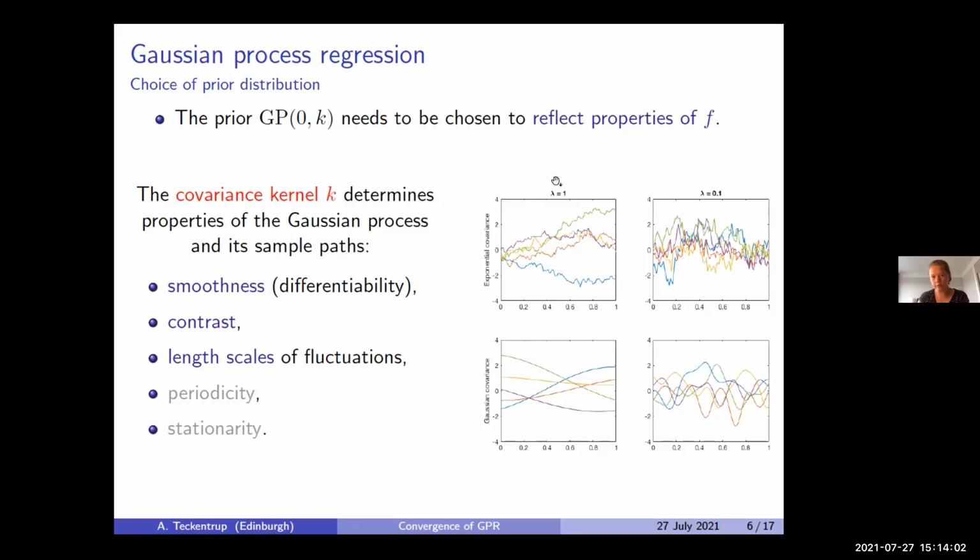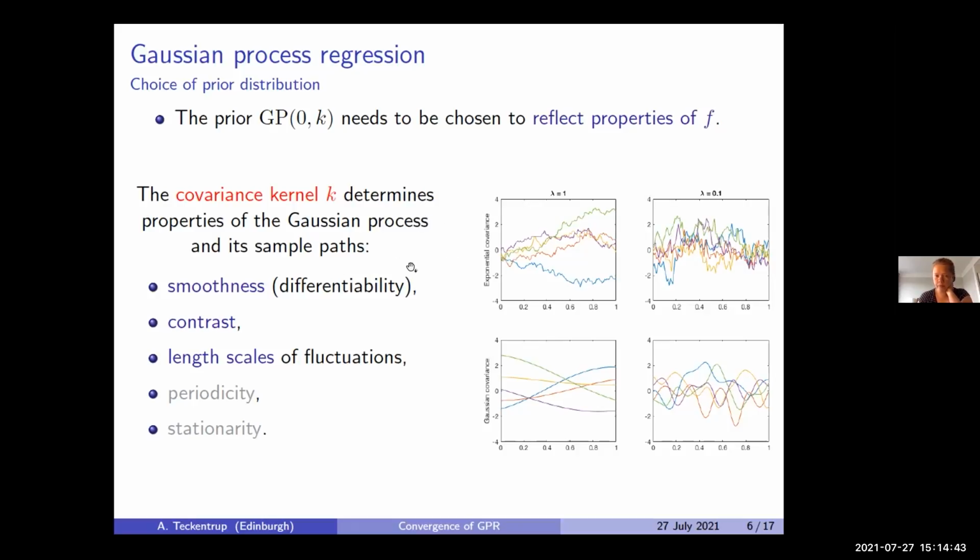In particular, you need to choose the prior so that you capture the correct properties of your unknown function f. So what do I mean by properties? By properties, I mean these things that I've listed here. In the prior, we've chosen mean 0. You can also do non-zero mean, and I'm happy to talk more about that later on if people are interested. Everything is determined by the covariance kernel that we've chosen. It's the covariance kernel K that determines all of the properties of the Gaussian process and the sample paths.